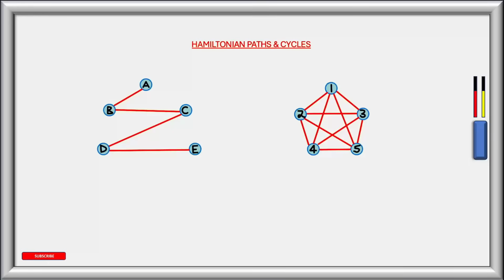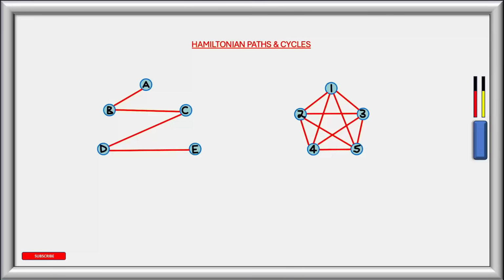A graph is only called a Hamiltonian graph if it contains a Hamiltonian cycle. Simply having a Hamiltonian path is not enough. To be a Hamiltonian graph, you need the full set. The path must be able to close into a cycle. I have two different graphs on the board.